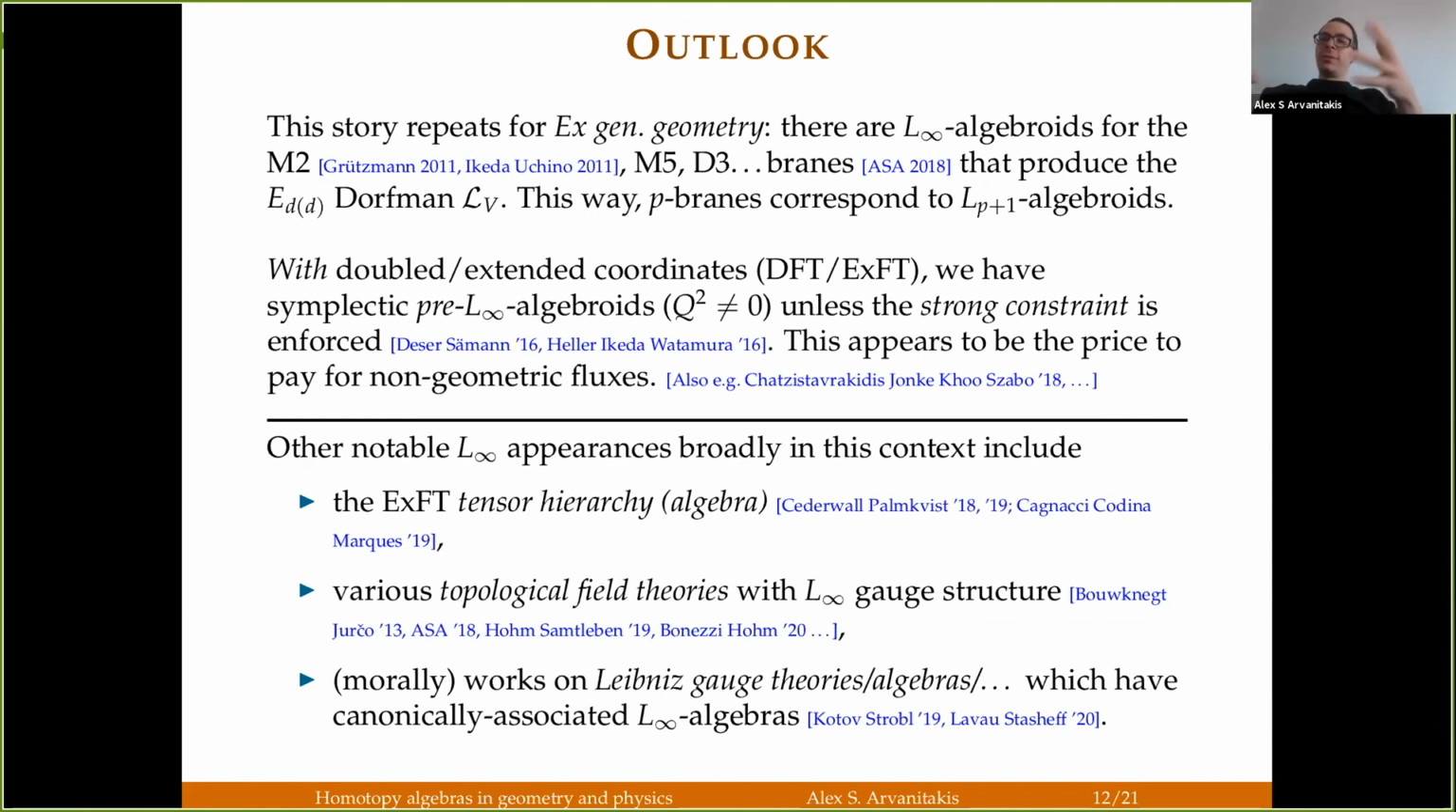Now, this is a very nice story that works very well if you don't double or extend any of your coordinates. If you want to do XFT or DFT, you have what people call pre-L infinity algebroids, which is just to say Q squared is not equal to 0. Well, you should read these papers to learn more about them. I don't really understand things that don't square to 0.